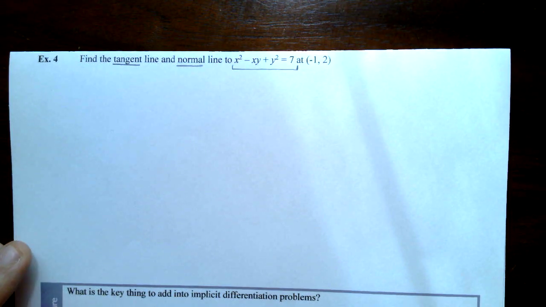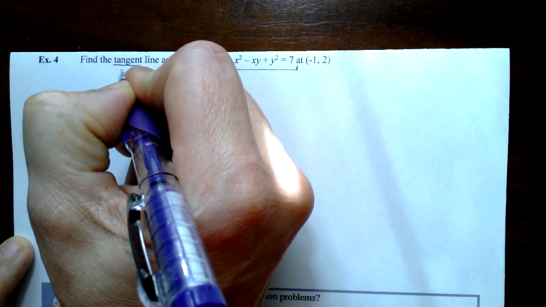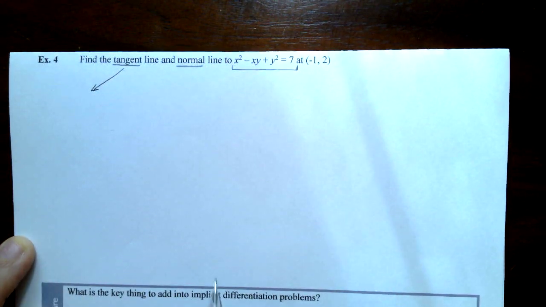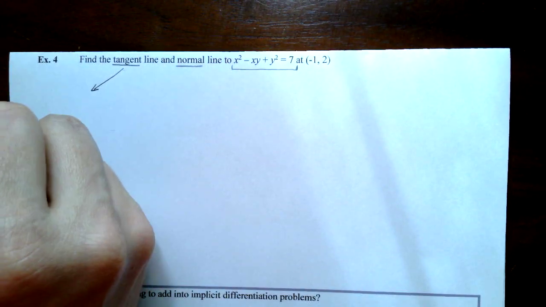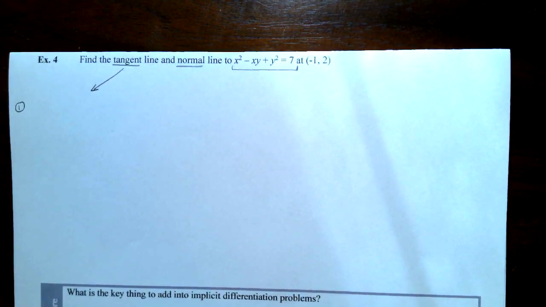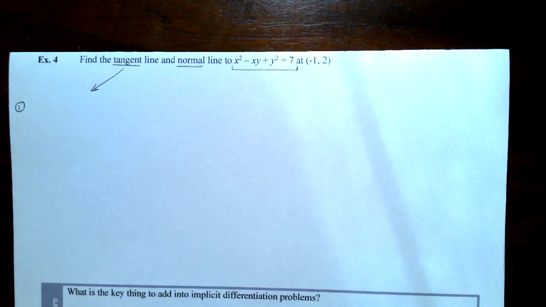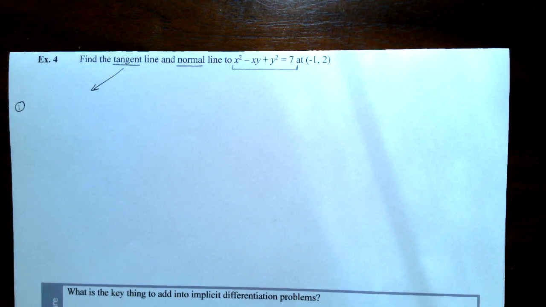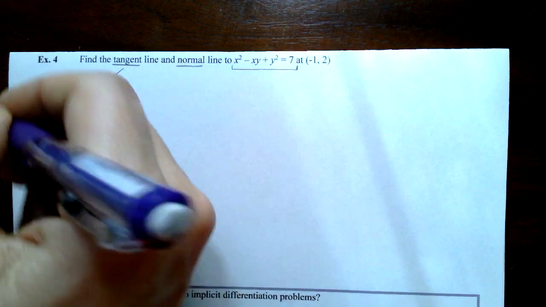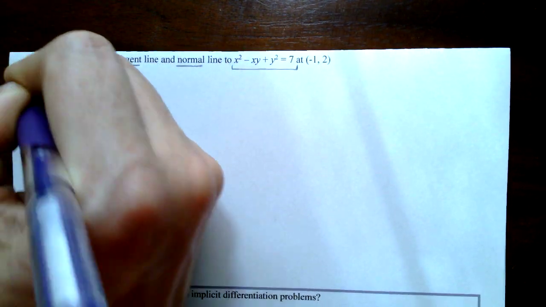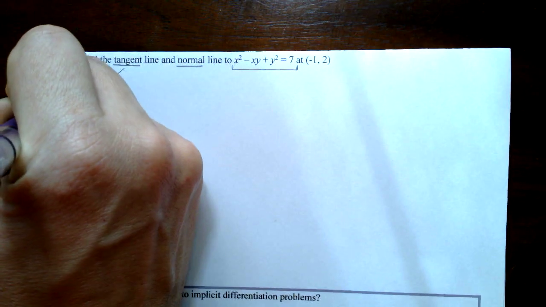So the first thing we need to do is understand that we are being asked to find two different lines. The first is the tangent line and the second is the normal line. So I'm going to start with the tangent line over here. Anytime they talk about the tangent line, your brain should automatically say, oh, tangent line is going to require the slope. The slope of the tangent line is found by finding the derivative. So the first thing I need to do is find dy/dx.